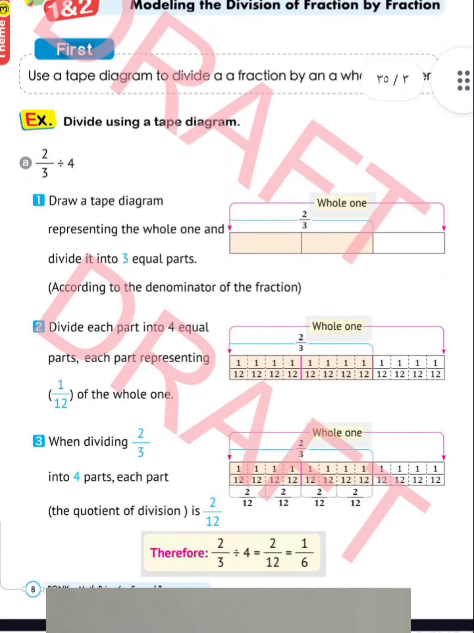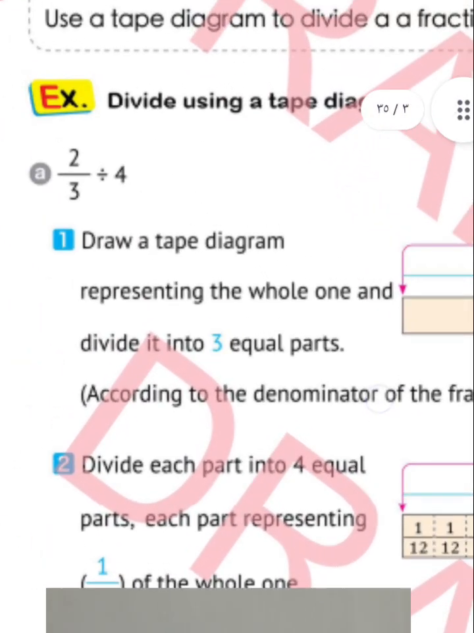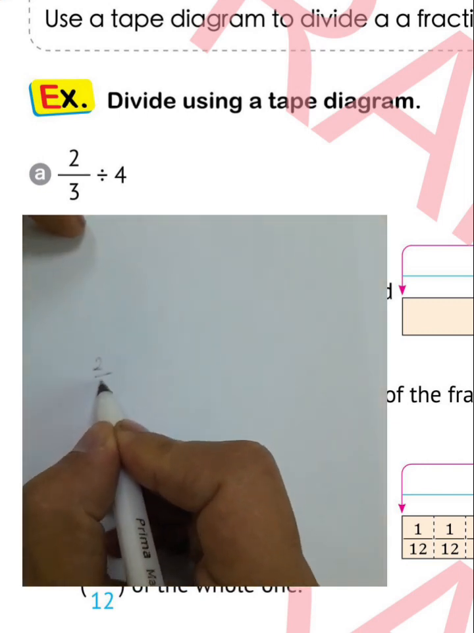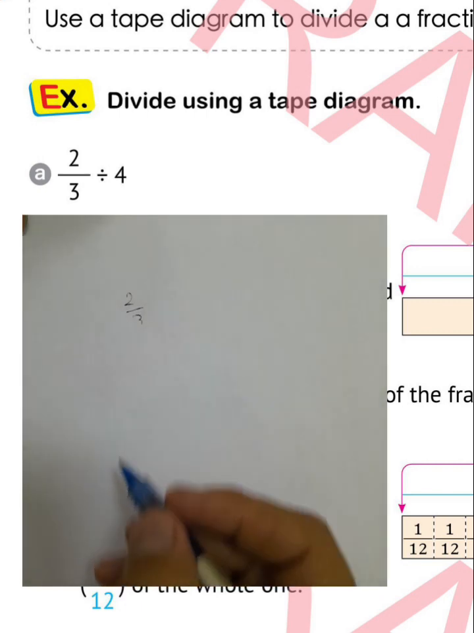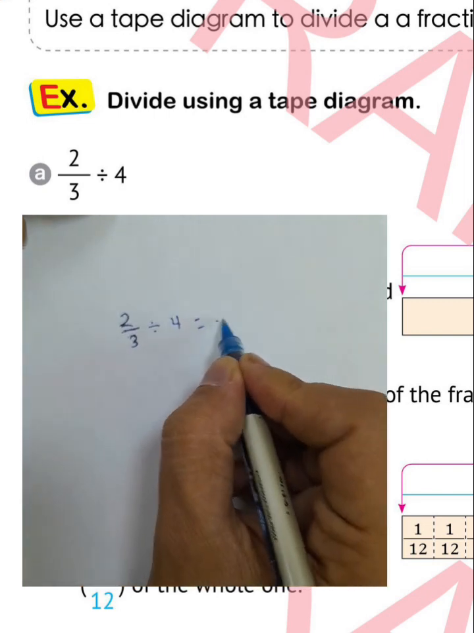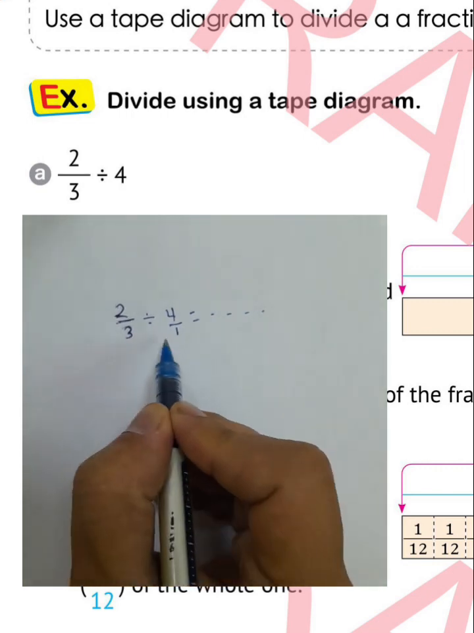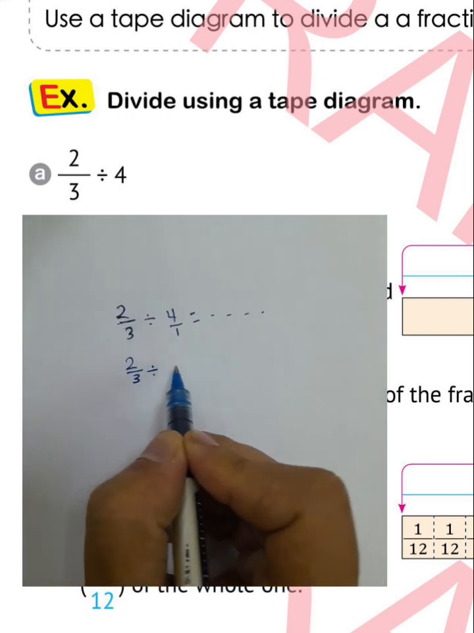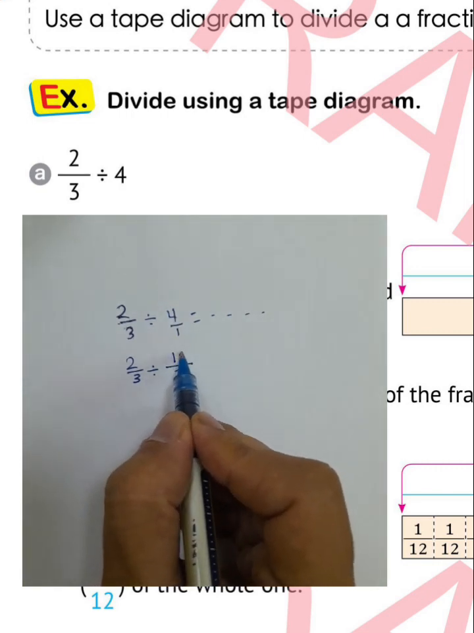First, we want to divide 2 over 3 by 4 by using models. Look with me at the steps here, 2 over 3 divided by 4. We can find the result here. First step, we can write the least common multiple. 1 and 3, we can convert 1 here to be 3, like this denominator, right? 2 over 3 divided by, right, 3 in the numerator. 1 times 3 equals 3. 3 times 4 equals 12.